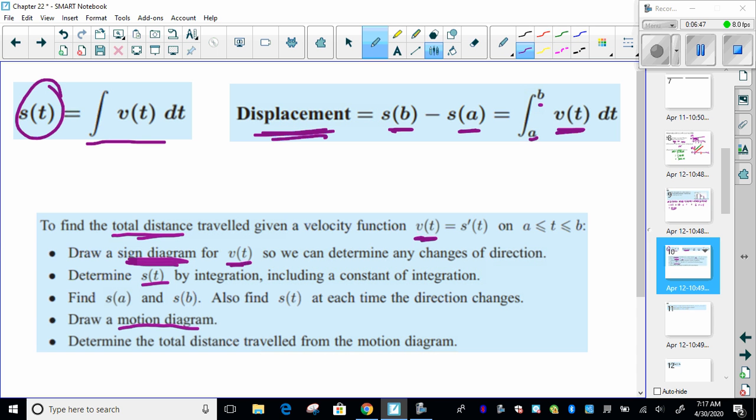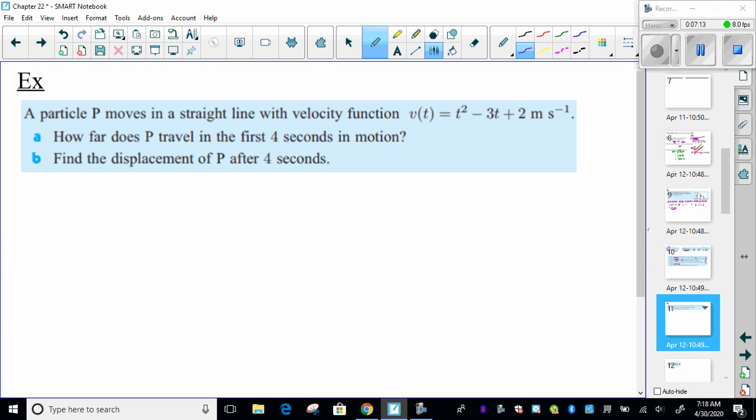You don't have to draw a motion diagram to be able to do this. You have to do this work: figure out where the sign changes, integrate it, and find s of start, end, and all of the sign changes along the way. The motion diagram just helps us visualize what's happening, and then in the end we find the total distance traveled. That motion diagram will help with that. Otherwise, you can logically sometimes think your way through it, but a motion diagram is a surefire way to do it.